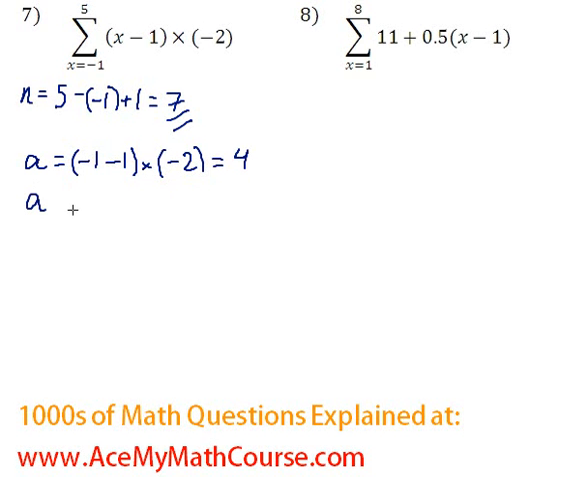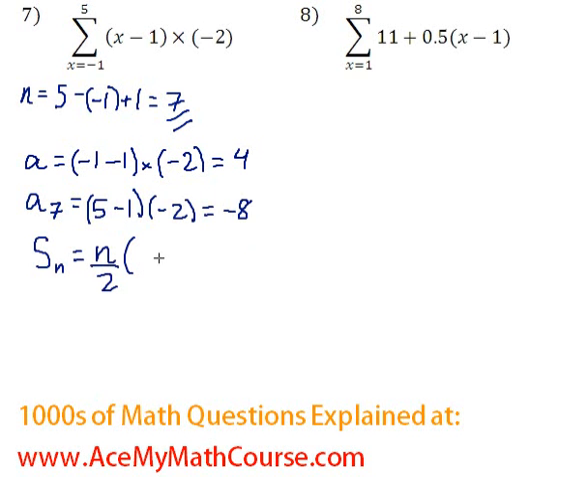What about our last term, a7? a7 is just going to be 5 minus 1, right? So we just plug in the top number for x and multiply by -2. So 5 minus 1, 4 times -2, -8. That's simple. Then we can plug in all elements for the sum formula.